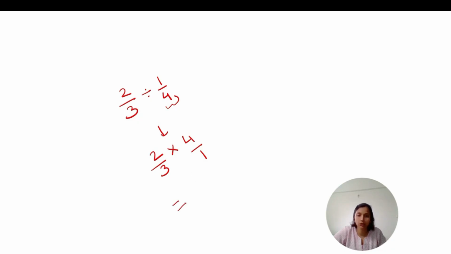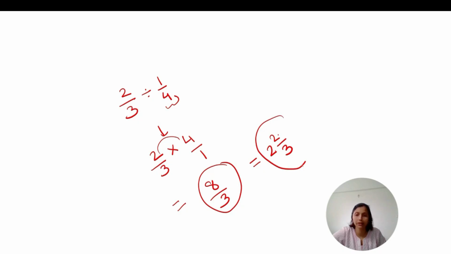Let's see one more example. 2 by 3 divided by 1 by 4. Very simple. 2 by 3 keeping the same. We have to flip the divisor. We have to multiply 2 by 3 by the reciprocal of the divisor. So 2 by 3 into 4 by 1. So multiply numerator with numerator, denominator with denominator. We get 8 by 3. Converting it into the mixed fraction, 2 2 by 3.